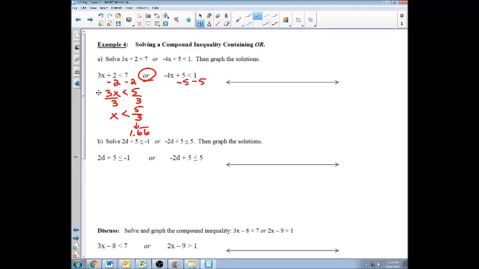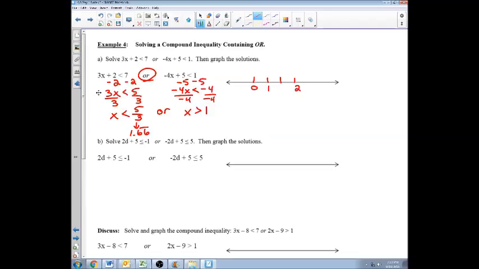Subtract 5, subtract 5. Negative 4x would be less than negative 4. If I divide by negative 4 on both sides, because I divided by a negative, I need to switch my sign, x would be greater than 1. So x is less than 5 over 3, or x is greater than 1. Well, I can go over here and make my graph.